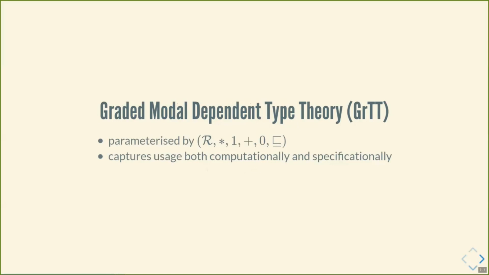So how do we make a theory that can capture notions of grading at type level? Well, GrTT is parameterized by a pre-ordered semi-ring, which we draw grades from in order to track usage both computationally and specificationally. We often instantiate this semi-ring to be the natural numbers ordered by equality, which allows us to capture the exact number of occurrences of assumptions in terms and types.